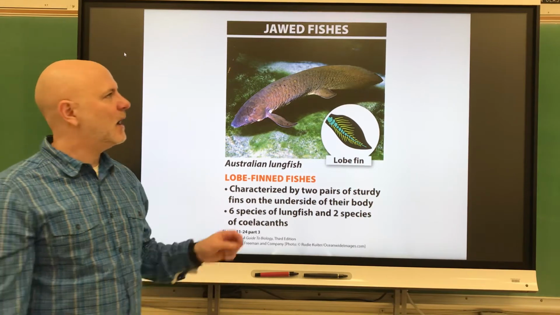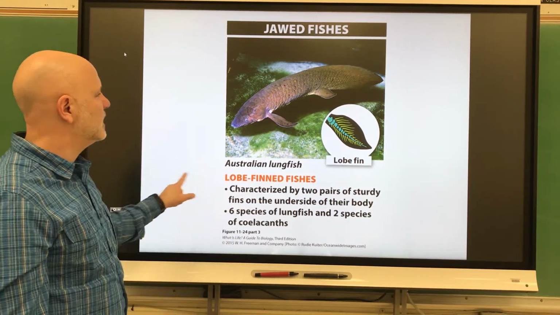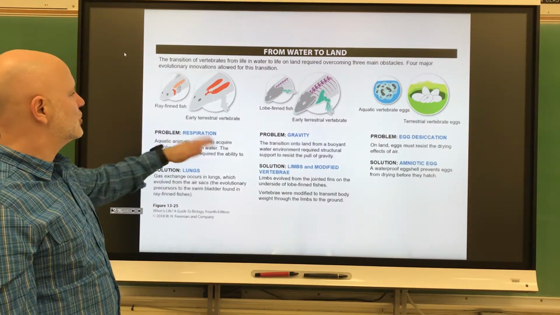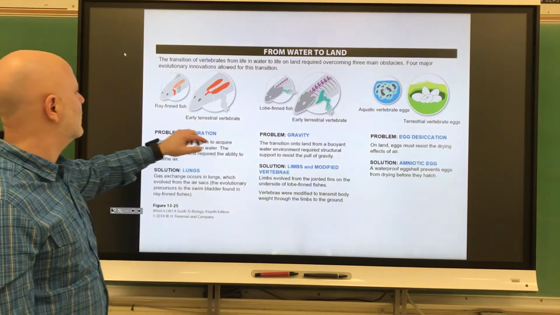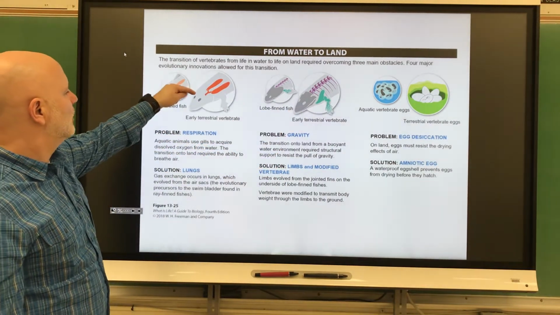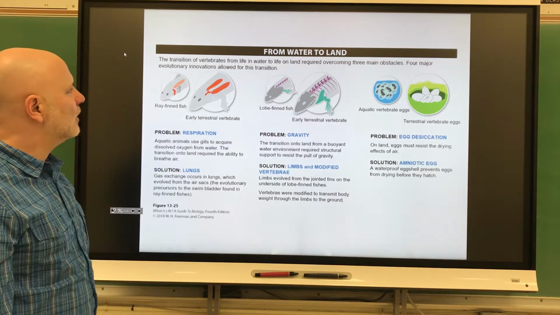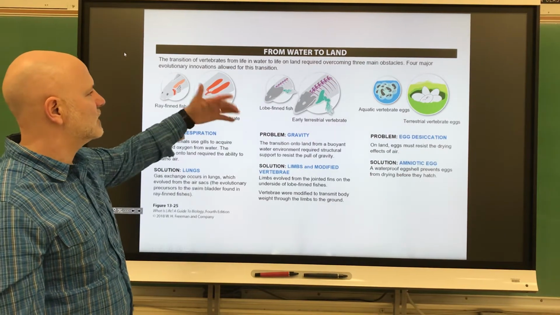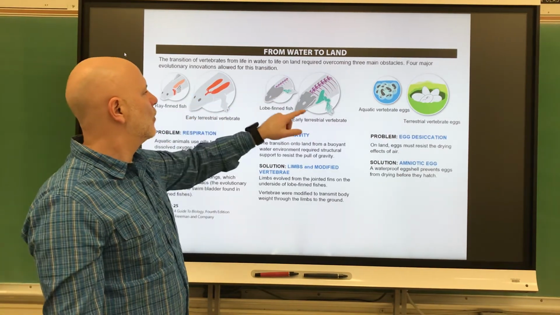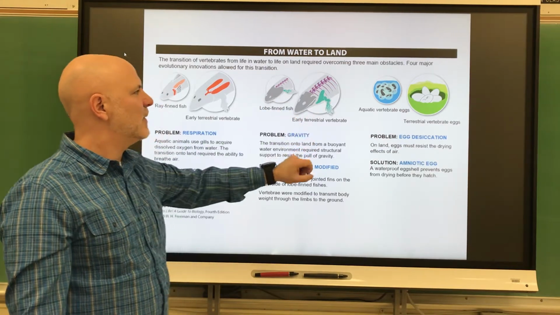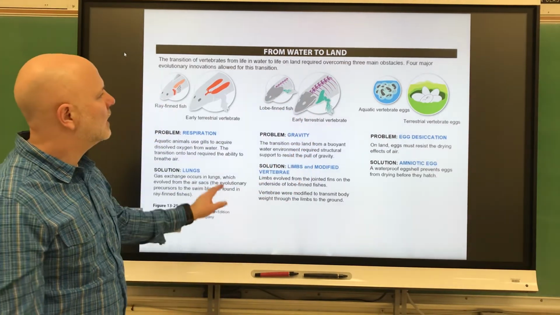The limbs of the tetrapods evolved from these lobe fin fishes. So this is showing like the movement onto land here. So these early fish had to have lungs, so lungfish, and then they were lobe fin, which eventually became the limbs.